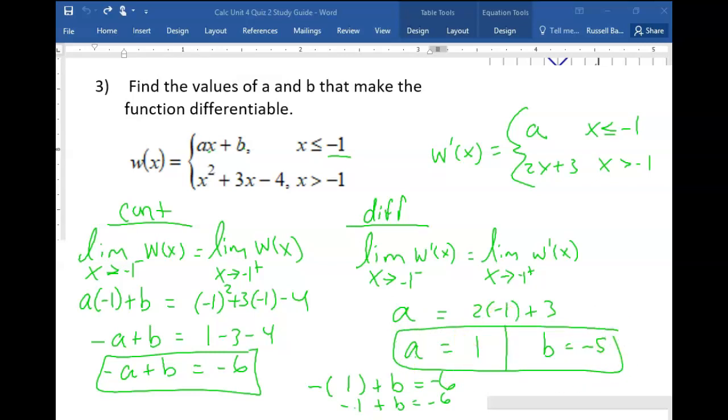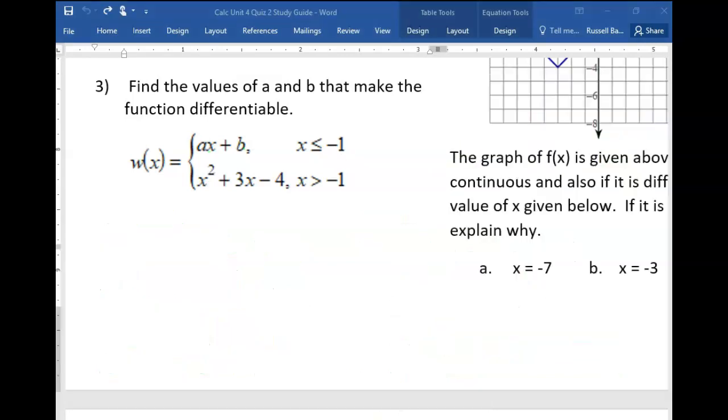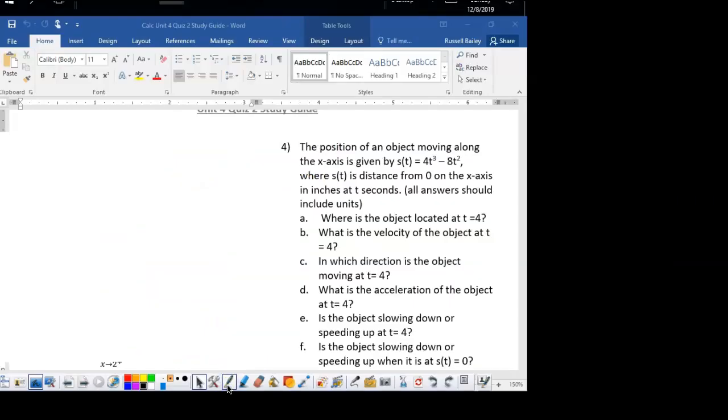All right, so number 4, the position of an object moving along the x-axis, that's important to pay attention to, is given by this function, where s is the distance from 0 on the x-axis in inches, and t is in seconds, and all answers should include units. So part A, where is the object located at t equals 4? All you do is you plug 4 into the function they gave you.